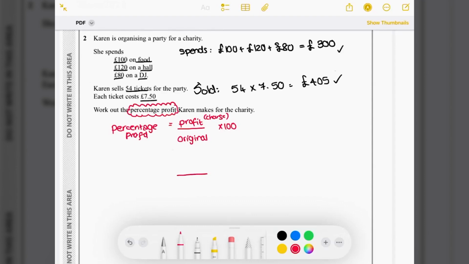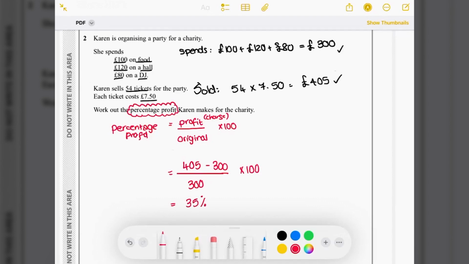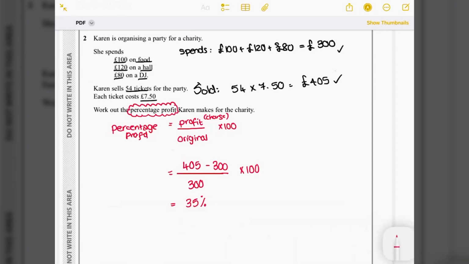So the profit over here, she sold for £405, but she spent 300. So the profit she makes is the difference of both of them, over the original amount that she spent, which is 300, times 100. If you put that on your calculator, 35%. So she made 35% income.